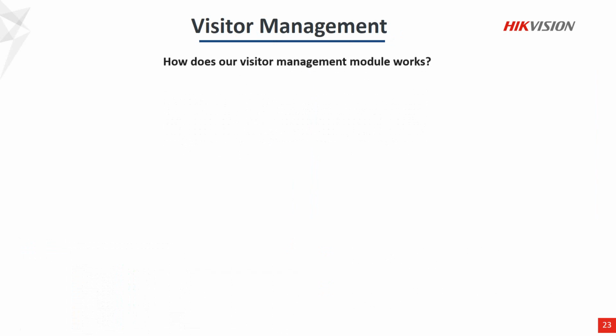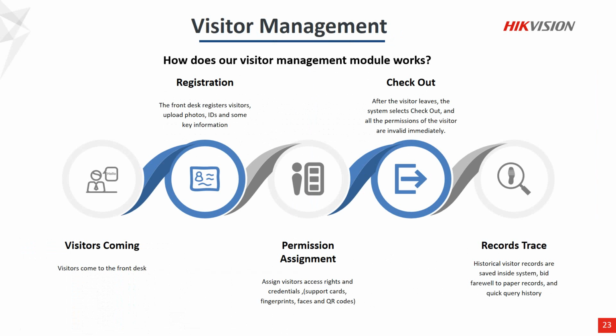And visitors. When visitors come in, he or she can come to the front desk to enroll the information, and then the staff can give them the access. So you can use the card to take the elevators to go to the access, and when he or she checks out, you can check the records on the control client.